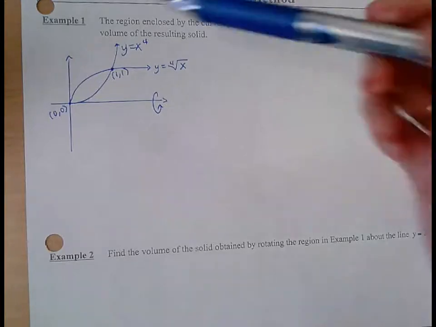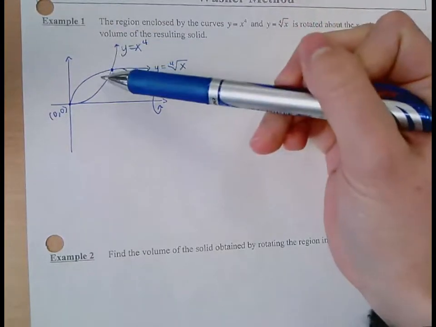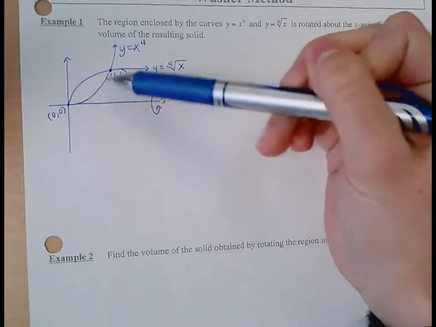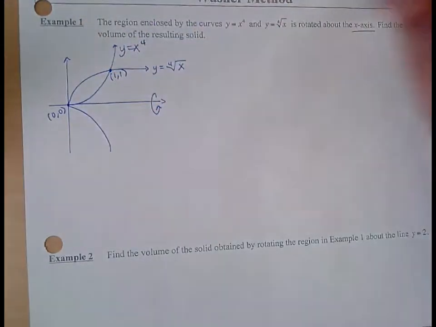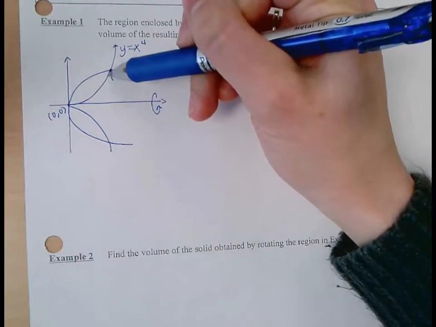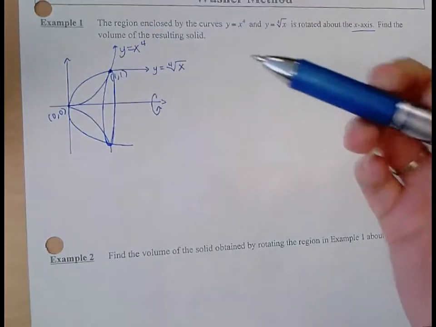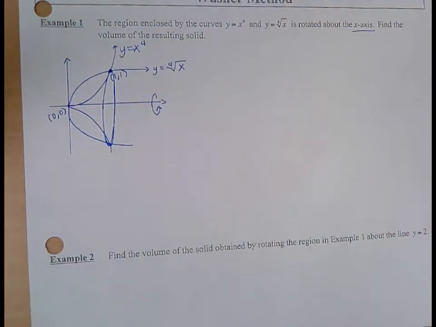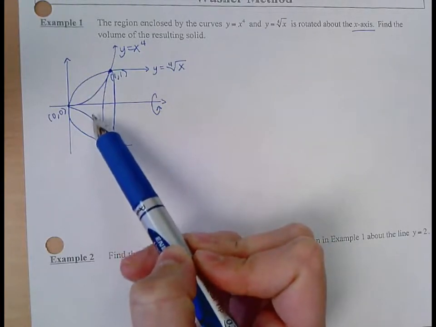I'm first going to show you what it would look like if we take the entire region and rotate it, or if sketching it out is helpful to you, you can see what it looks like. As I draw it, I just reflect this over. This would be the reflection of x to the fourth, and this would be the reflection of the fourth root. Because it's being rotated, the end would be a circle. So it is creating a solid, but this part in the middle is hollow.